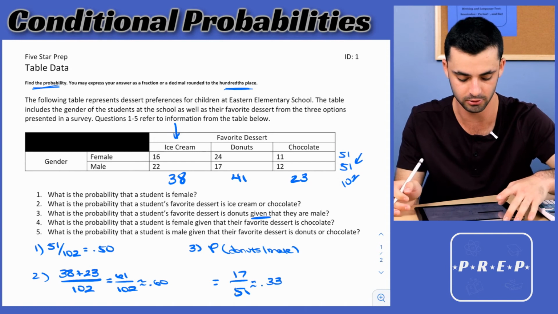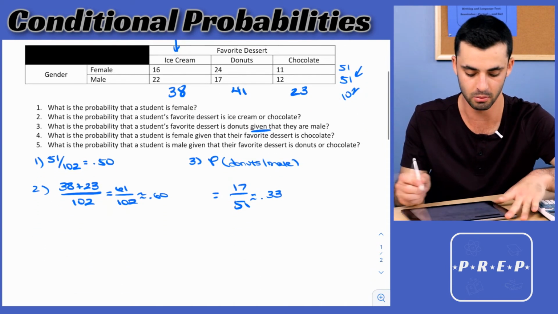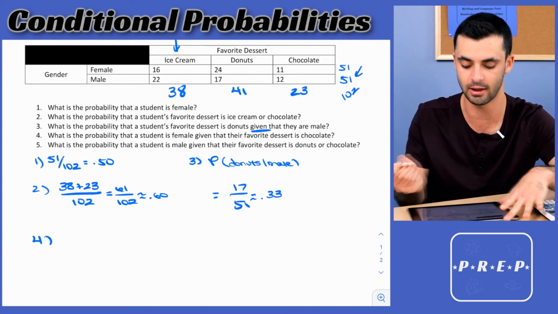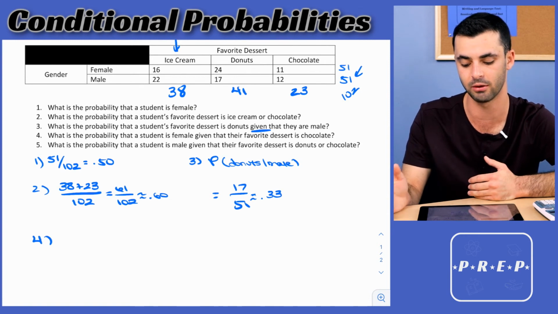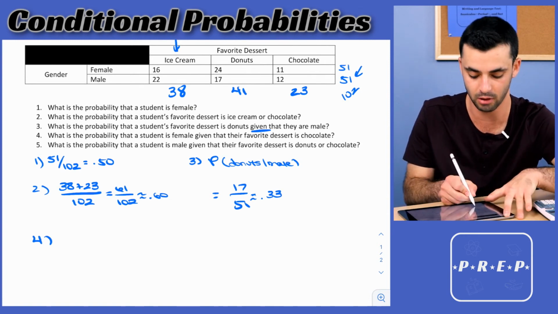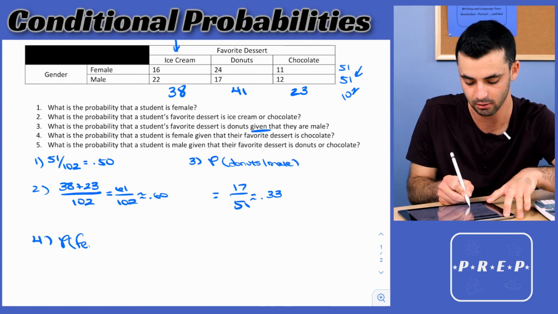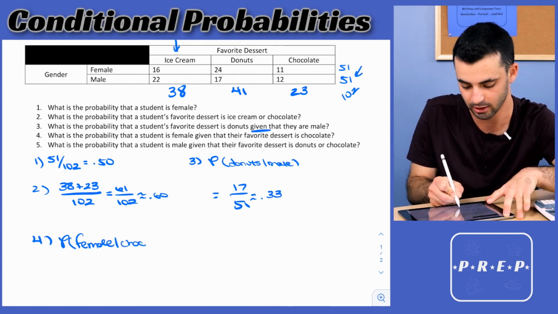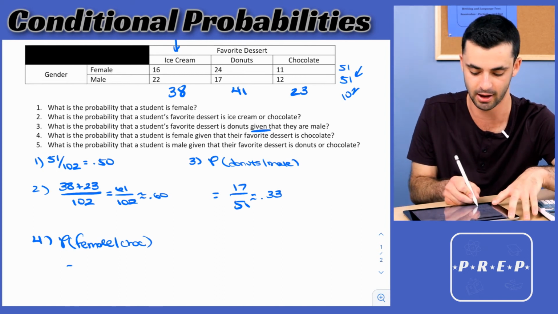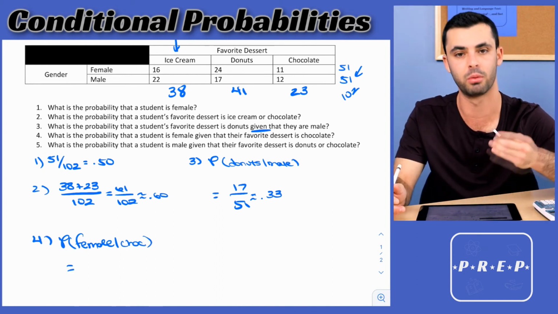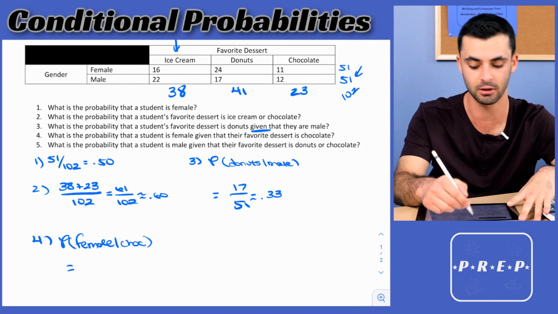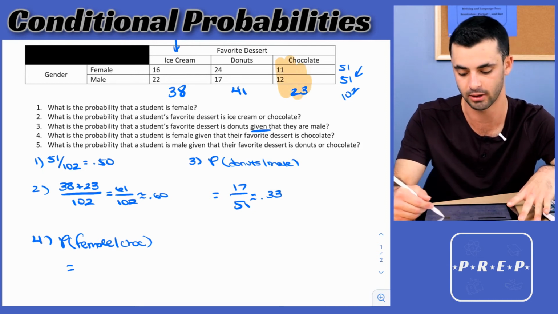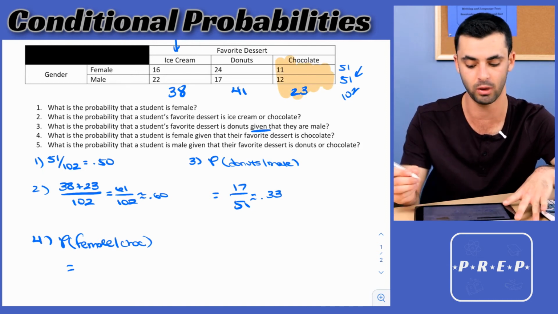Let's move on to number 4 now. Number 4 says, what is the probability that a student is female given that their favorite dessert is chocolate? So now we have the probability that they're female given chocolate. And I'll go ahead and abbreviate chocolate just like that. So now, how many people prefer chocolate? Well, let's take a look at the column of chocolate now, right here. And that is 23 students.